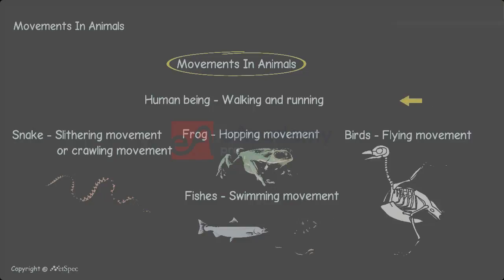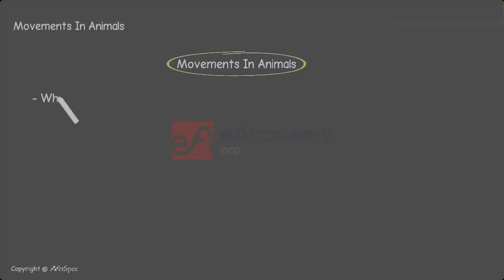So, human beings walking and running, snakes slithering and crawling, frogs hopping, and in birds, what movement can we see? We can see flying movement. They fly. But fishes and some other aquatic animals swim. So we can see swimming movement in them. So we can see various kinds of locomotion in various animals. So now let us see movements in animals.